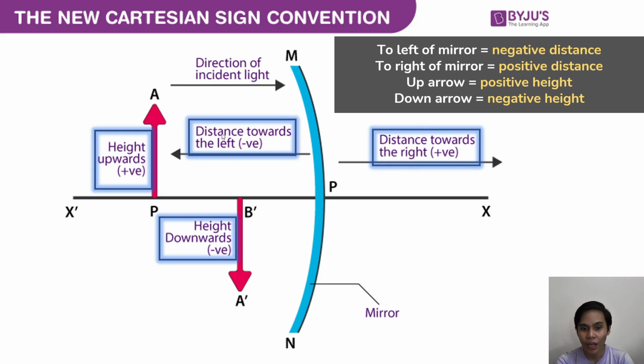Again, this is if the object is written on the left. In all examples I will give, the object will always be written on the left, and when you draw your ray diagrams, always draw your object to the left of the mirror.